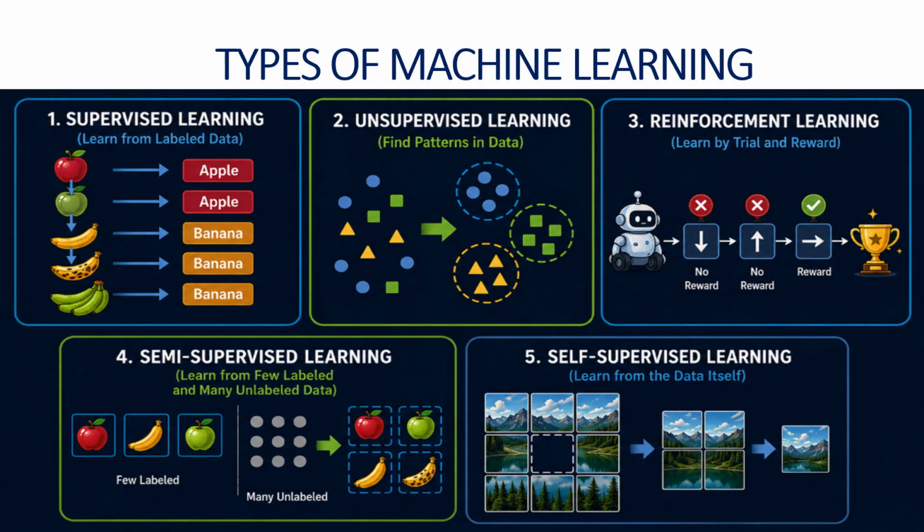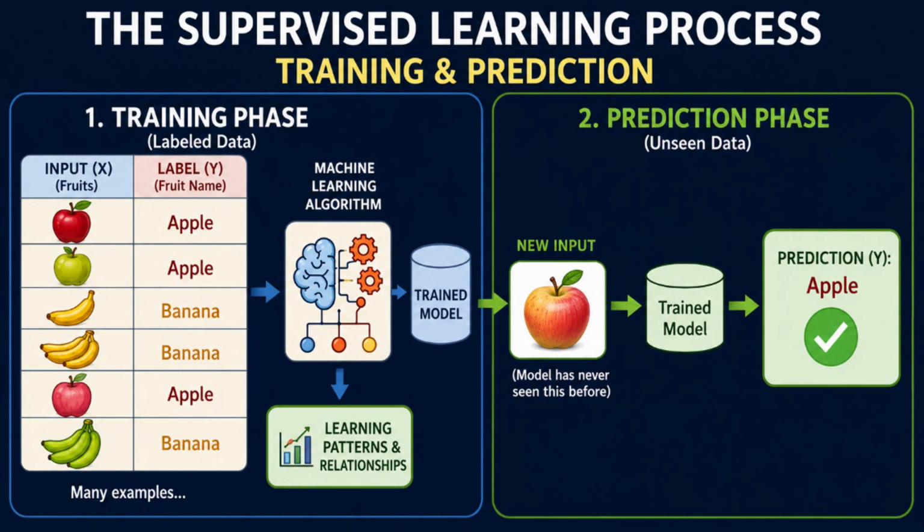Semi-supervised learning uses a small amount of labeled data along with a large amount of unlabeled data. And self-supervised learning creates its own labels from the data to learn useful patterns. Together, these five approaches solve different kinds of real-world problems. Let's understand supervised learning. Supervised learning has two main phases, training and prediction.